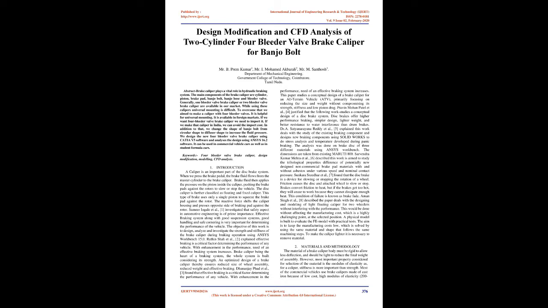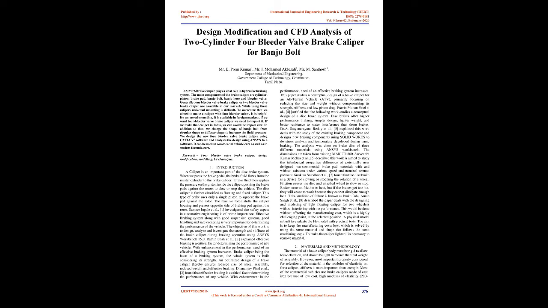In addition to that, we change the shape of the banjo bolt from circular shape to diffuser shape to increase the fluid pressure. We design the new 4-bleeder valve brake caliper using CATIA V5 software and analyze the design using ANSYS 16.2 software. It can be used in commercial vehicle cars as well as in student formula cars. Keywords: 4-bleeder valve brake caliper, design modification, modeling, CFD analysis.